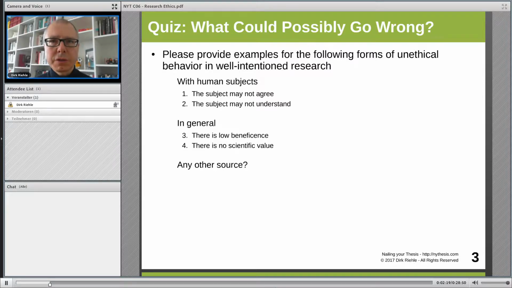So how might research be unethical where the subject may not agree or where the human subject may not understand? And how may research be unethical if there's low beneficence and or no scientific value? Beneficence means weighing the benefits and the harms, and low beneficence means that there is little benefit when compared with the harms that research causes. And maybe you can think of another source. So TA, please stop and discuss in class this question.